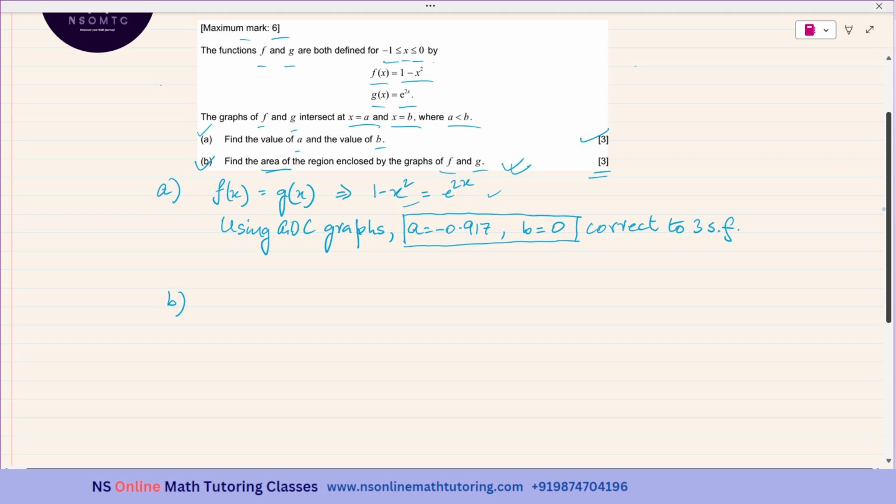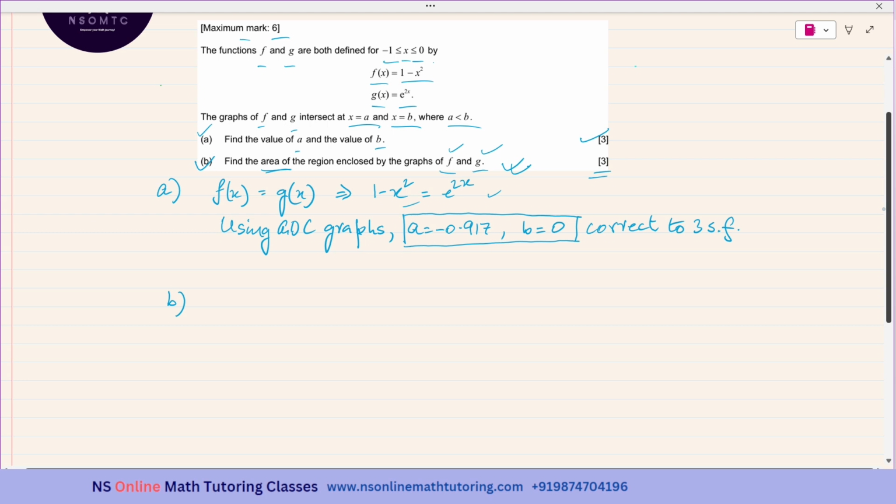But in case you have taken the graph's expression as 1 minus x square minus e to the power of 2x, now for the subpart B, you have to separate them and draw the 2 graphs to see which one is above the other, whether the F is on top or G is on top. And the points of intersection will be negative 0.917 and 0. Of course, I'll not be taking up to 3 significant figures limit, but these two will be the 2 limits of integration.